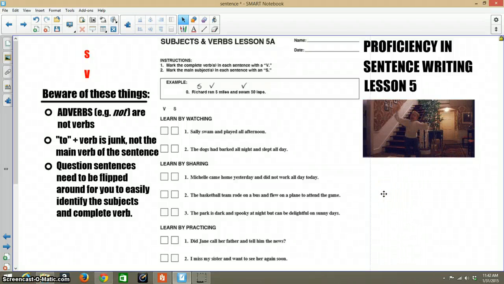Proficiency in Sentence Writing, Subjects and Verbs, Lesson 5 in Introduction. On this sheet, different than Lesson 4, you're going to have to identify sentences that have the following structure.